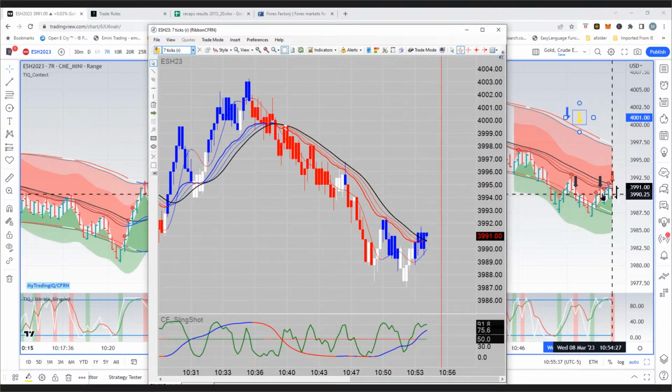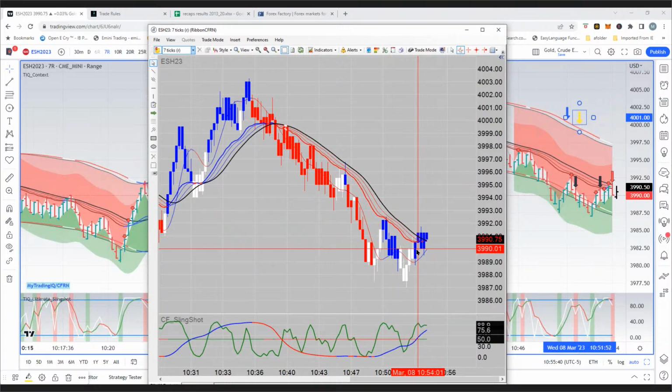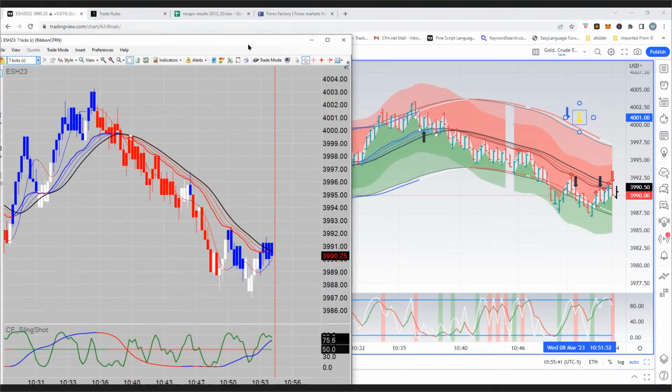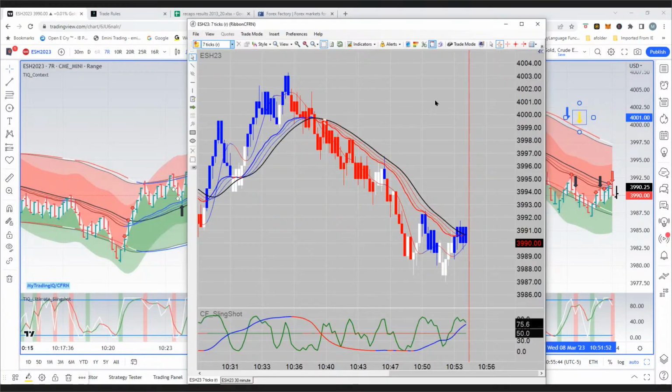Okay, so you see this is a 7-tick range here, and this is a 7-tick range here. Actually, that's the NQ. Is that the NQ? No, that's, yes, that's right. Okay, that's all good.